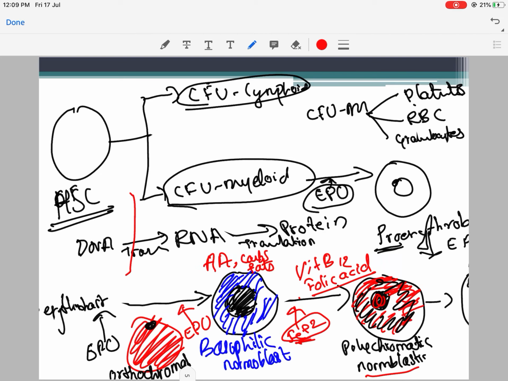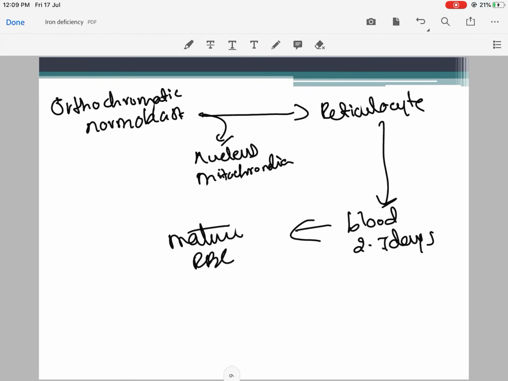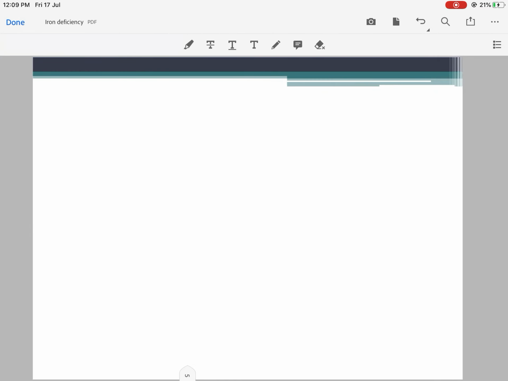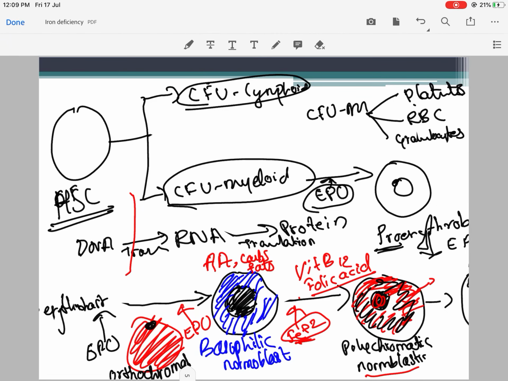Now iron is required for hemoglobin synthesis. Hemoglobin is predominantly present in the cytoplasm. So if iron is not there, then the cytoplasm will shrink because there is not enough hemoglobin in the cytoplasm. As a result, it produces an anemia called microcytic anemia, and because hemoglobin is less, the color will not be pink and will be hypochromic. So it is microcytic hypochromic anemia. Based on this step, we know what all things are required.